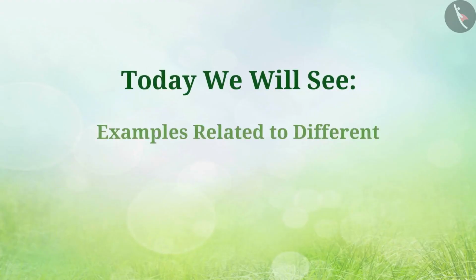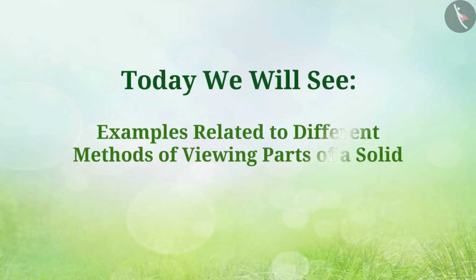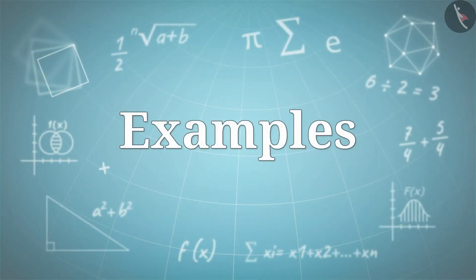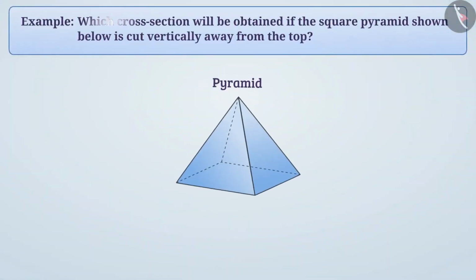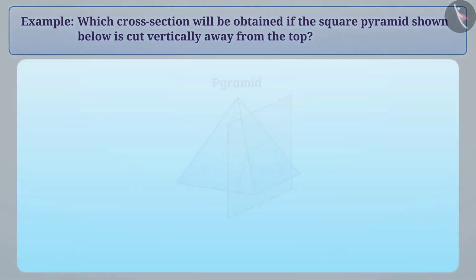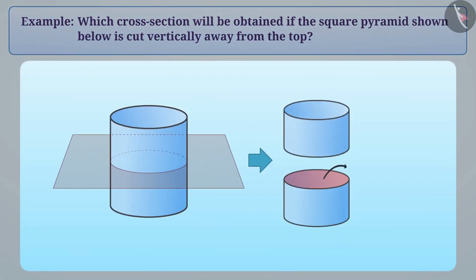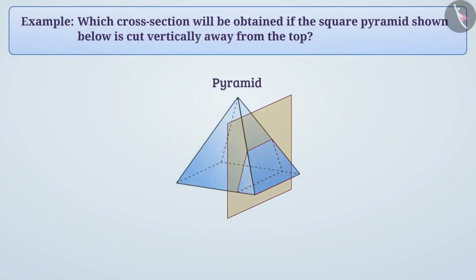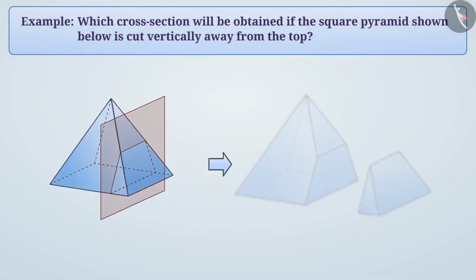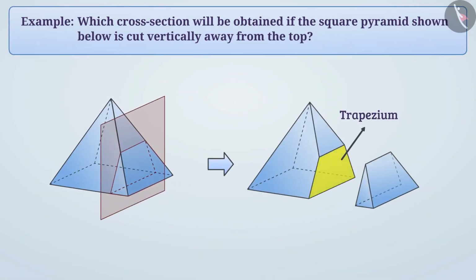Today we will see examples related to different methods of viewing parts of a solid. Which cross-section will be obtained if the square pyramid shown below is cut vertically away from the top? When we cut a three-dimensional shape along one direction, the face we get from it is called a cross-section of that three-dimensional shape. If we cut the square pyramid vertically from the top, then this will give us a trapezium-shaped face, that is, we get the trapezium-shaped cross-section of the square pyramid.